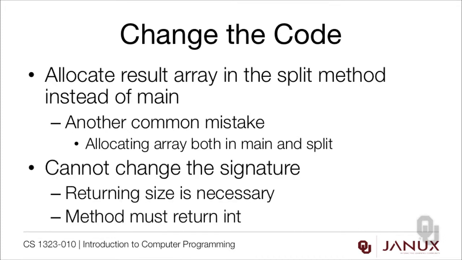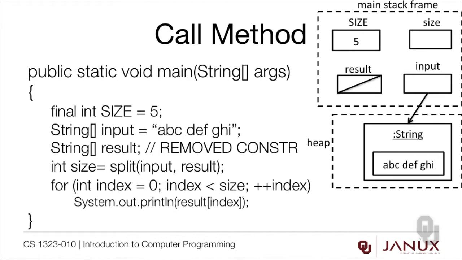Now we're not going to be able to change the signature of the method. The reason is that returning size is absolutely necessary. So the method is going to have to return an int. So we can't change the signature. So let's see what happens now.